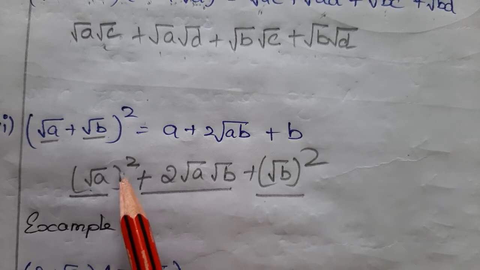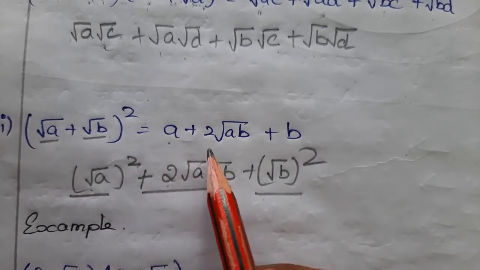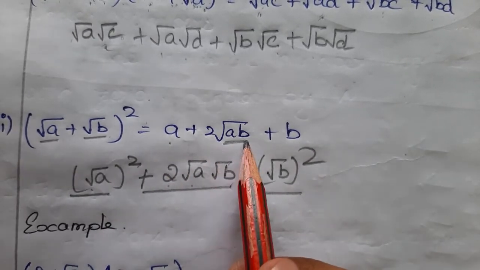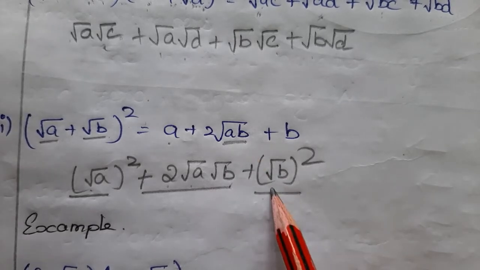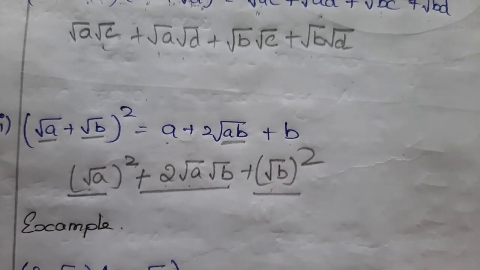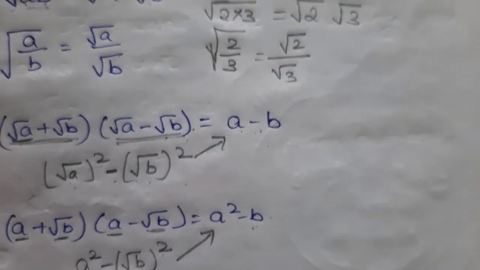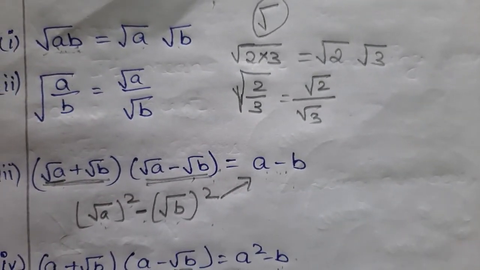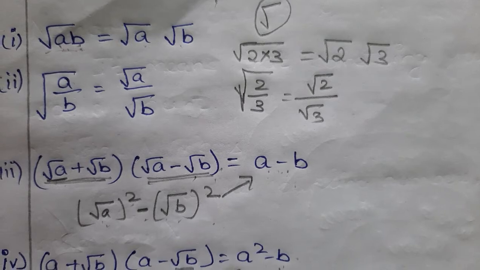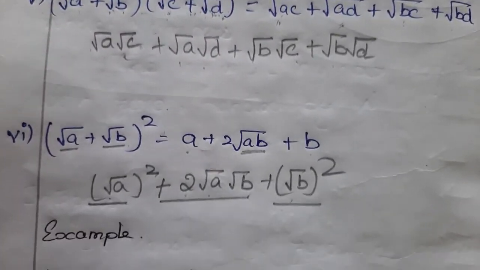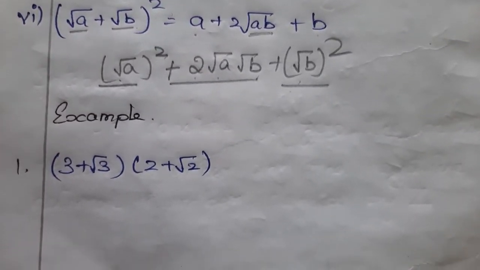So (√a) the whole square is a. 2 into √a into √b is written as 2√(ab), plus (√b) the whole square is written as b, right? Clear? These identities you can remember so that you can do problems very fast. So next we'll go for some example problems.